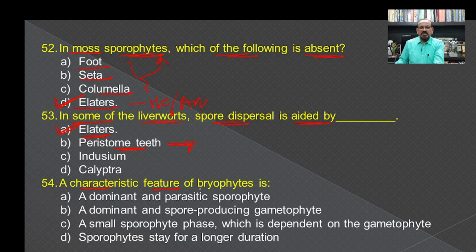A characteristic feature of bryophytes is number 1, a dominant and parasitic sporophyte, then a dominant and spore producing gametophyte. Gametophyte is not involved in the production of the spores. A small sporophytic phase which is dependent on the gametophyte, this is the correct one. Then the sporophyte stays for a longer duration, it is wrong. The gametophyte stays for the longer duration, and hence here the correct answer becomes C.